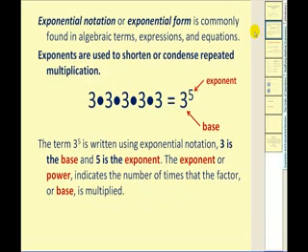Exponential notation or exponential form is commonly found in algebraic terms, expressions, and equations. Exponents are used to shorten or condense repeated multiplication. Here's an example. 3 times itself 5 times is equal to 3 to the power of 5, or 3 to the 5th. The term 3 to the 5th is written using exponential notation. 3 is the base and 5 is the exponent. The exponent or power indicates the number of times that the factor or base is multiplied together. So notice how here we have an exponent of 5 and we have 5 factors of 3.